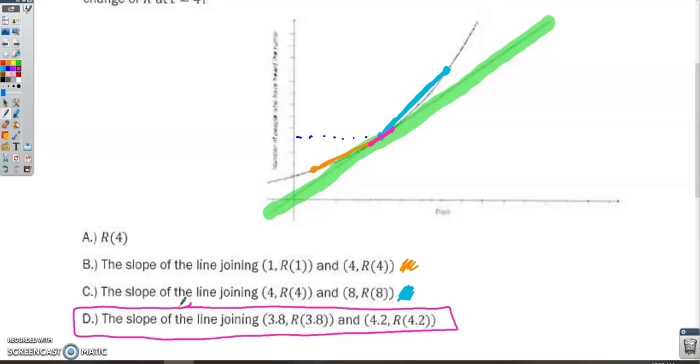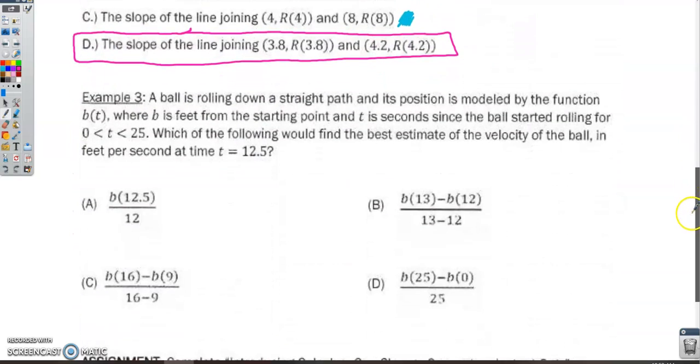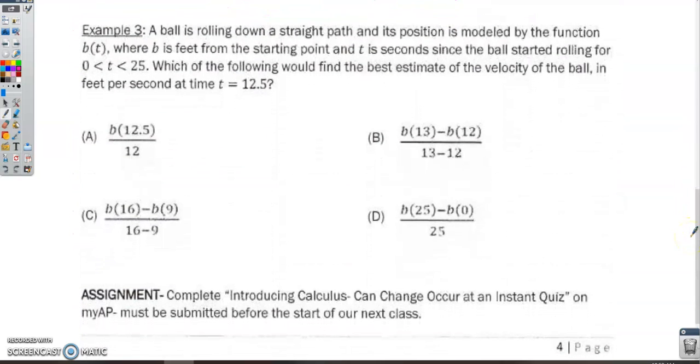Okay, let's move on to example 2. A ball is rolling down a straight path, and its position is modeled by the function b of t, where b is feet from the starting point and t is seconds since the ball started rolling. Which of the following would find the best estimate of the velocity of the ball in feet per second at time t equals 12.5? Again, we're looking for the instantaneous rate of change because velocity is the instantaneous rate of change of position. We haven't really talked about that yet, but we certainly will in much greater depth later on in the course.